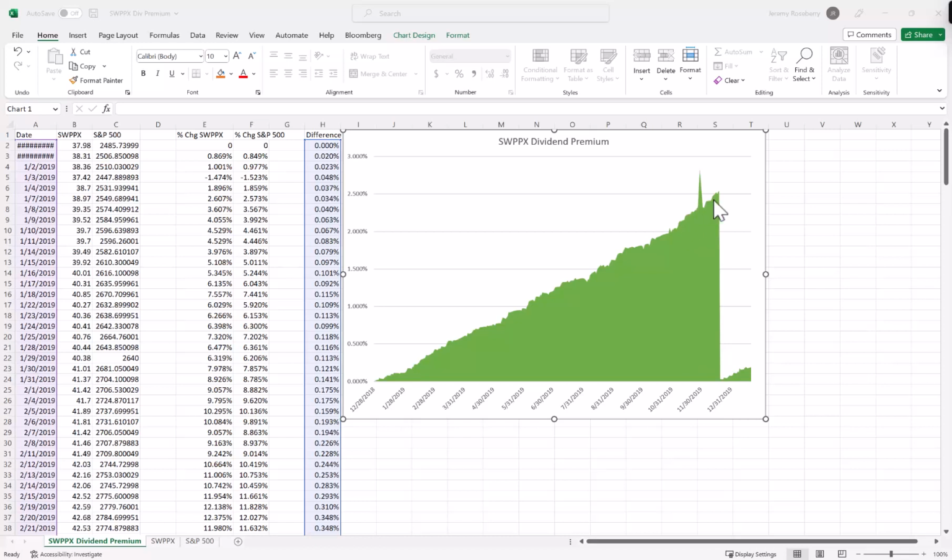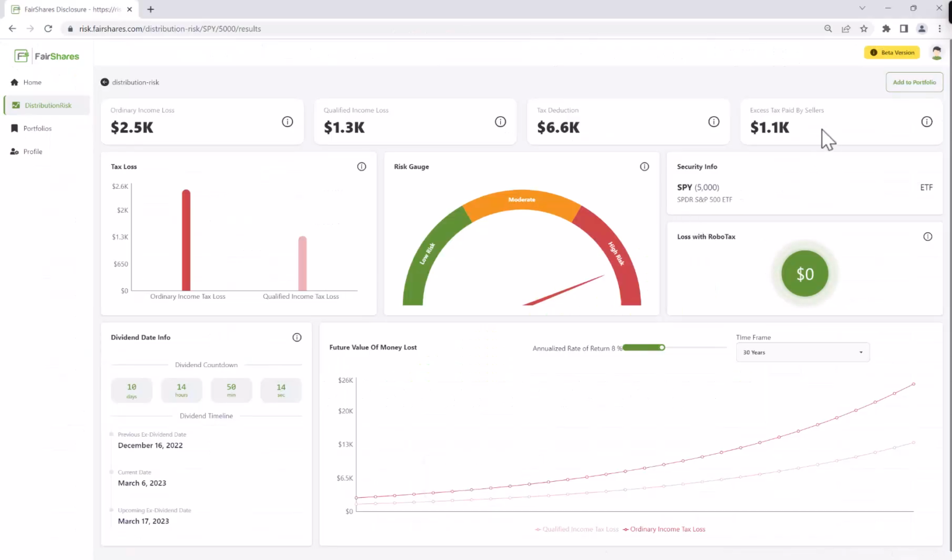If you waited another month or two and waited for that dividend to be paid, because you've met the holding period requirement of 61 days or more, that dividend is going to be taxable to you at qualified income rates, which is roughly half of the ordinary income rate. That's what the excess tax paid by sellers is. Okay? That basically says if you sell this security today, you will pay $1,100 more than if you were to sell that security after the dividend pays.